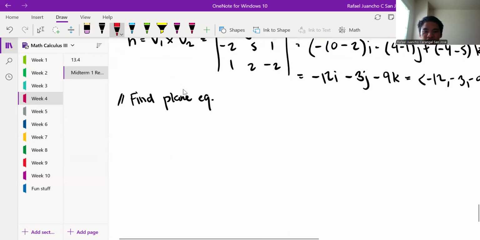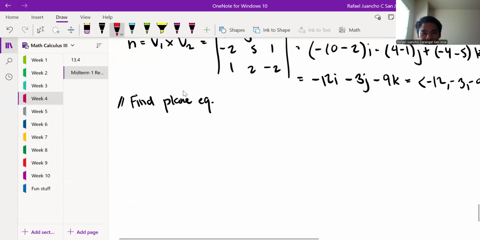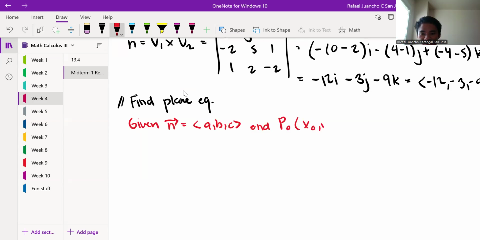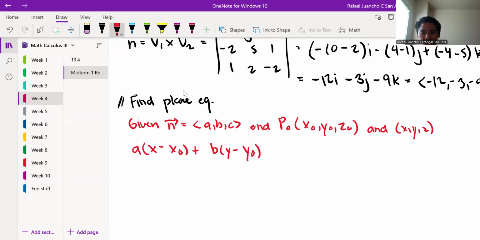So given some, basically the formula is, so here's my tip. Given some normal vector which has a, b, and c, and initial point x naught, y naught, z naught, and arbitrary point x, y, z. Equation of plane is just a(x minus x naught) plus b(y minus y naught) plus c(z minus z naught). That's equal to 0. So I'm just going to apply that.